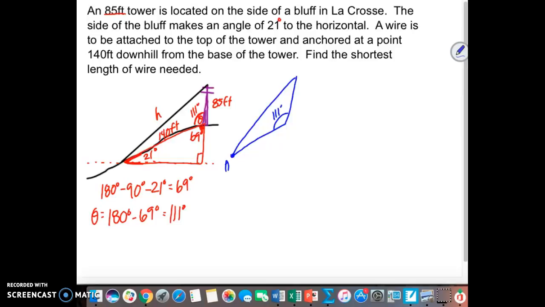We'll label it A, B, and C, so it's a little easier to keep track of. So the side length from A to C is 140 feet. And we know that the height of the tower is 85 feet. So now notice we know a side length, an angle, and a side length. So we know side, angle, side.